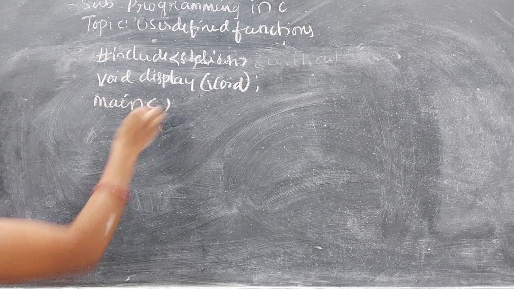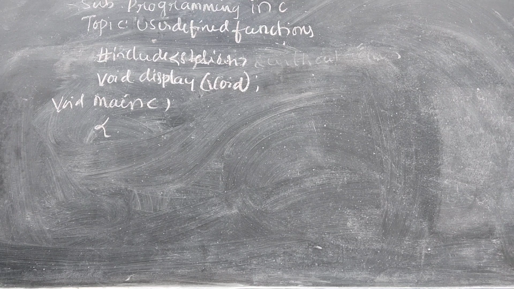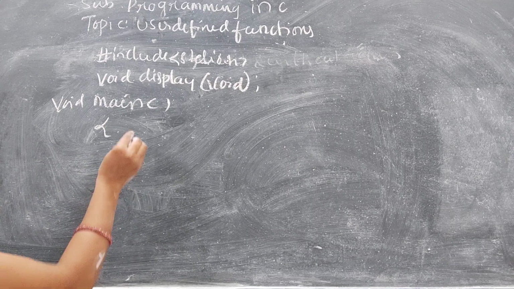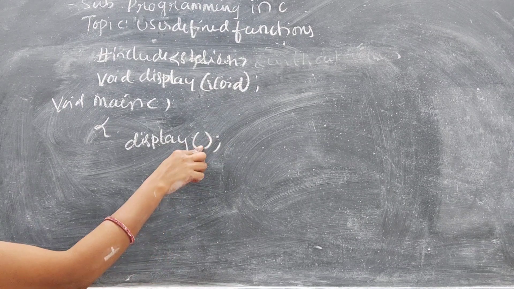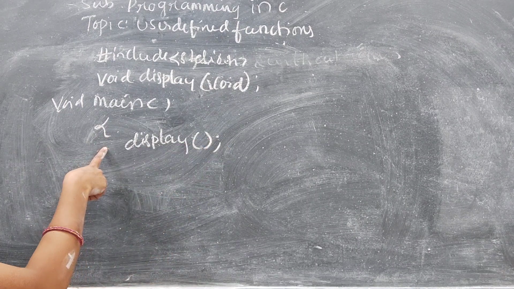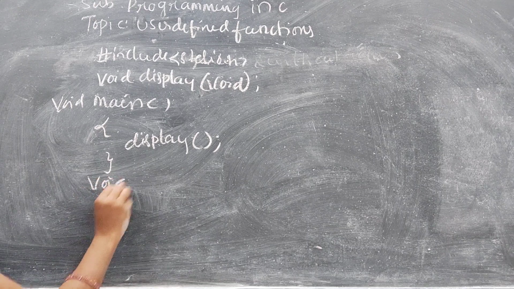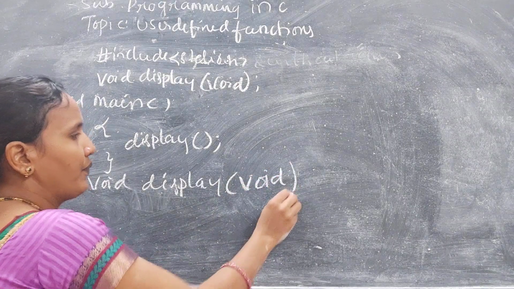Next, the main function. From the main function, I am calling a user defined function. What is the user defined function here? The void user defined function is display. You write display. There is no value, there is no data type here. Now you close the main function. Now I am writing the user defined function, void display. In the bracket also you give void.